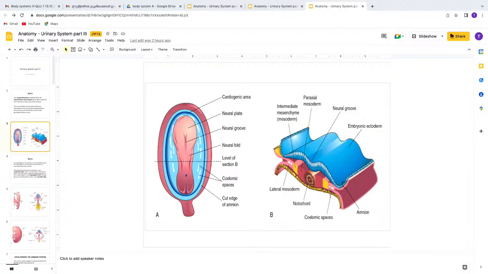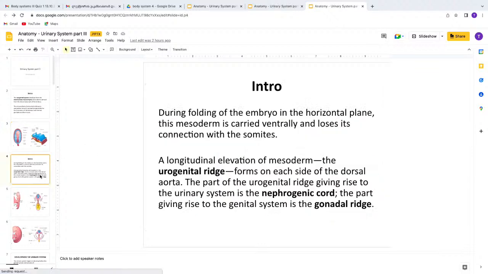So if we're seeing here, we have this part, which is the intermediate mesenchyme, like mesoderm, and on its lateral side it has the lateral mesoderm, right? This is our notochord, neural groove, and embryonic ectoderm. When we have folding of the embryo in the horizontal plane, the mesenchyme is carried ventrally and loses its connection with the somite. Otherwise, before the bending, it was connected to the somite.